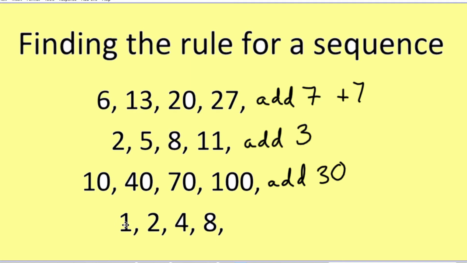We've got 1, then 2. So that's adding 1. Then 2 to 4 is adding 2. Then 4 to 8 is adding 4. So it's not an add here because it's not the same. The sequence has to be the same pattern every time. But what we are doing is we are multiplying by 2 each time. So 1 times 2, 2 times 2, 4 times 2. Okay, that gives us the next rule in the sequence.